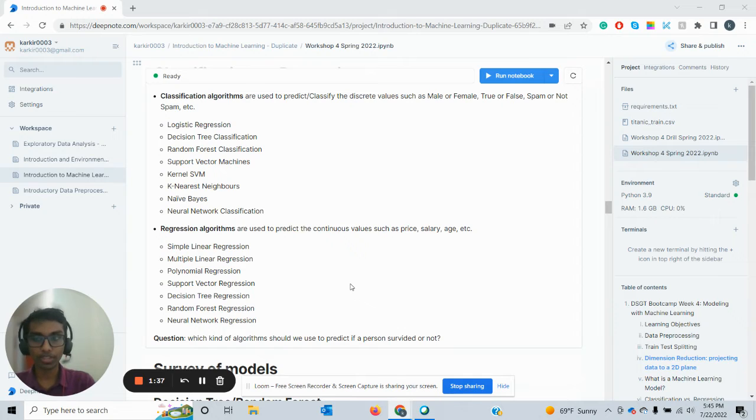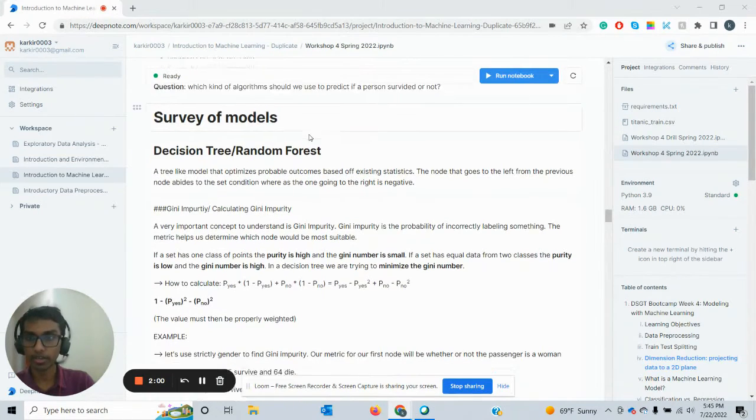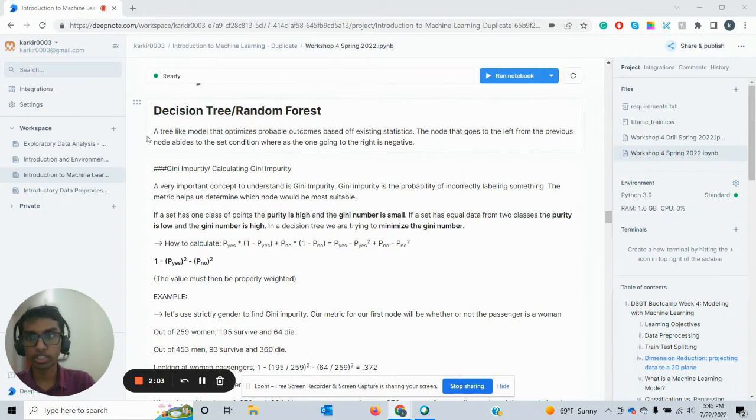Based on this definition, take 5 seconds to think about what kind of algorithms we should be using for the Titanic dataset to predict if a person survived or not. I'm sure this question took you a split second, but we're trying to do a classification problem, right? We want to classify if a person survives or not, 0 or 1. So we're going to go through a survey of models, and the first machine learning model we'll cover is a decision tree and random forest.